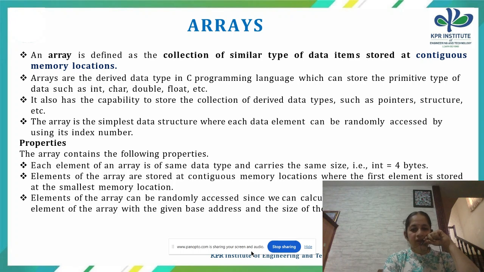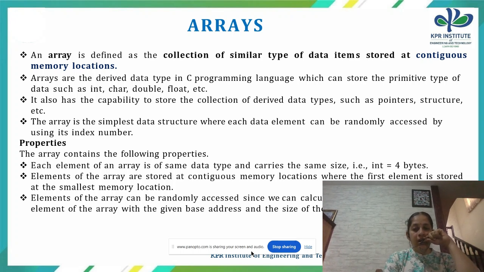There are many properties which the array contains. Some of the essential things: each element carries the same memory size, and all the elements should be of the same data type. An int is equal to 4 bytes, for example, and a float as 8 bytes. They are stored at contiguous memory locations, where the first element is stored at the smallest memory location. Elements of the array can be randomly accessed, since we can calculate the address of each element with a base address and the size of the data element.